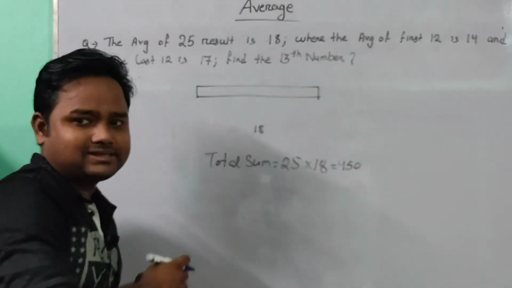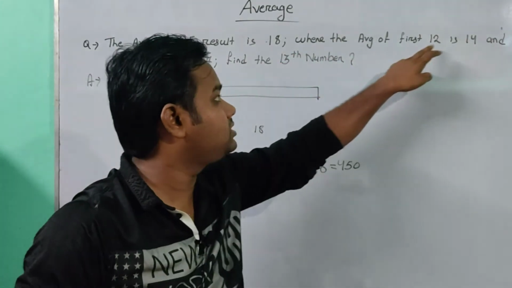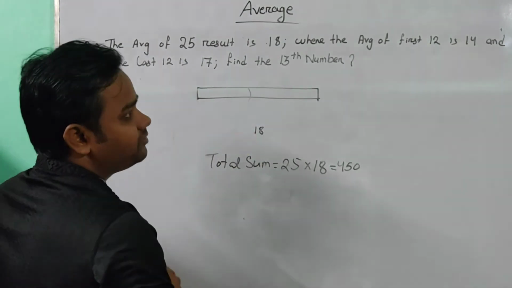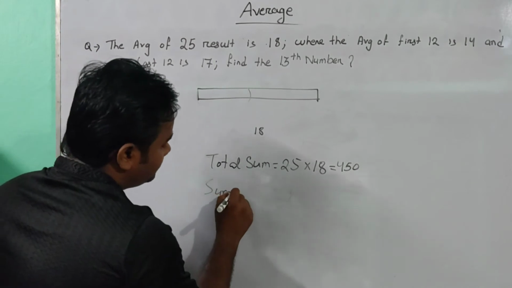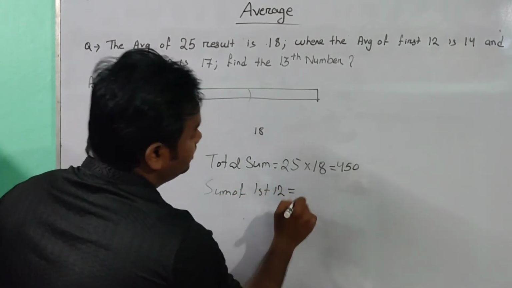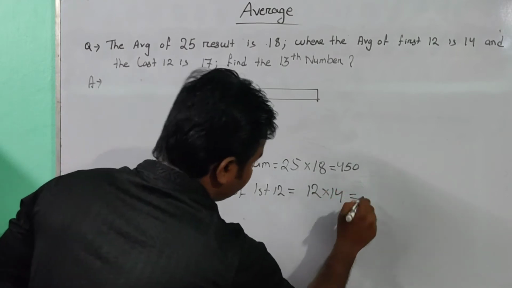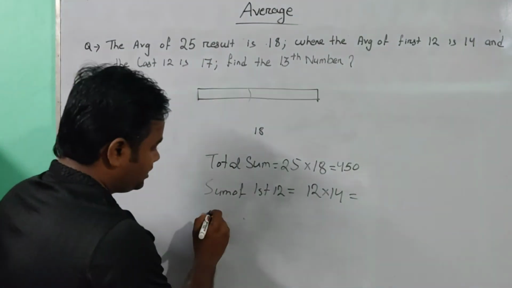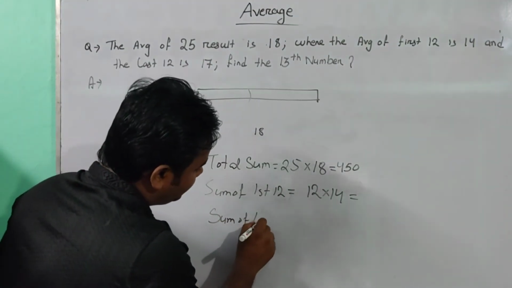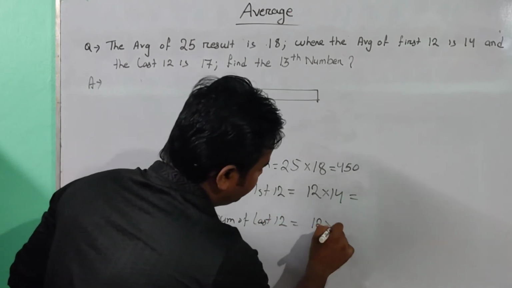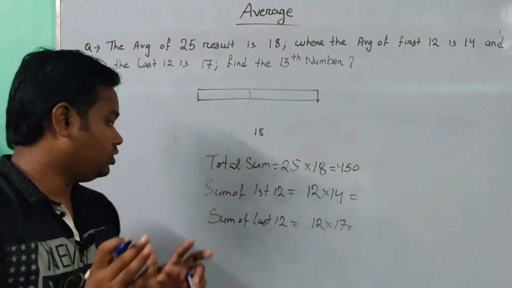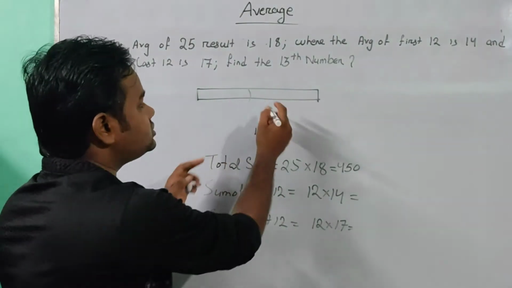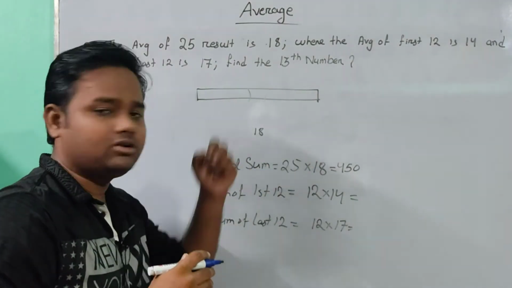It is given that the average of the first 12 numbers is 14. So the sum of the first 12 is equal to 12 into 14, and the average of the last 12 is 17. So the sum of the last 12 will be 12 into 17. So now we have got the total sum, the sum of the first 12 and the sum of the last 12. What is the 13th number?